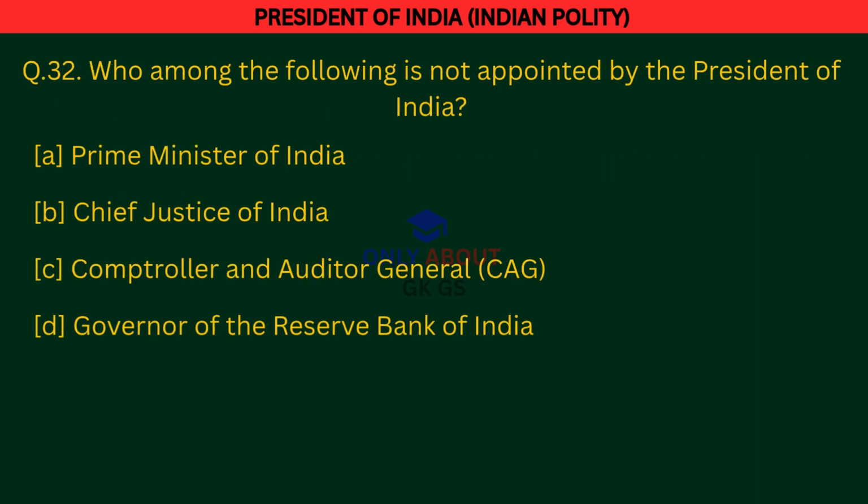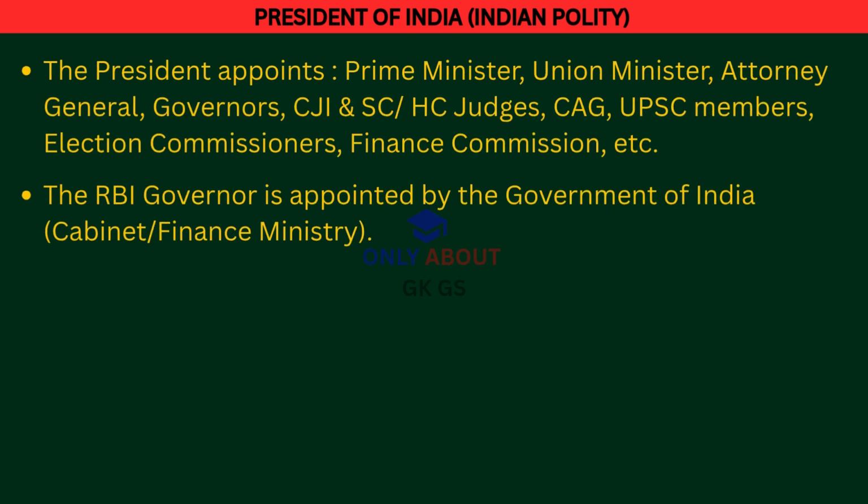Next question. Who among the following is not appointed by the President of India? Correct answer: Governor of the Reserve Bank of India. The President appoints the Prime Minister, Union Ministers, Attorney General, Governors, CAG, Supreme Court and High Court judges, UPSC members, election commissioners, Finance Commission, etc. The RBI Governor is appointed by the Government of India.